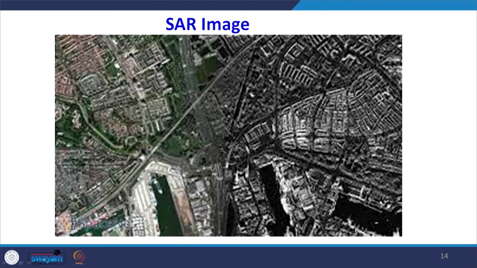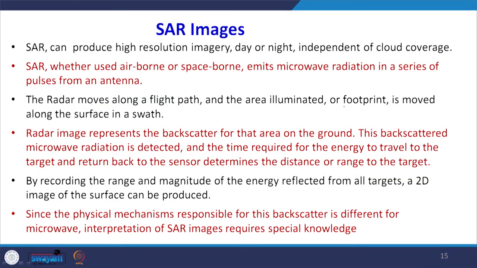If you look at the SAR image, even though it is not very high resolution, one can start seeing the different objects. You can see different patterns: the water area, the road features and the building features, which are very clearly seen from the SAR images. SAR images can also provide high resolution data and work day and night, independent of cloud coverage. That is the biggest advantage.